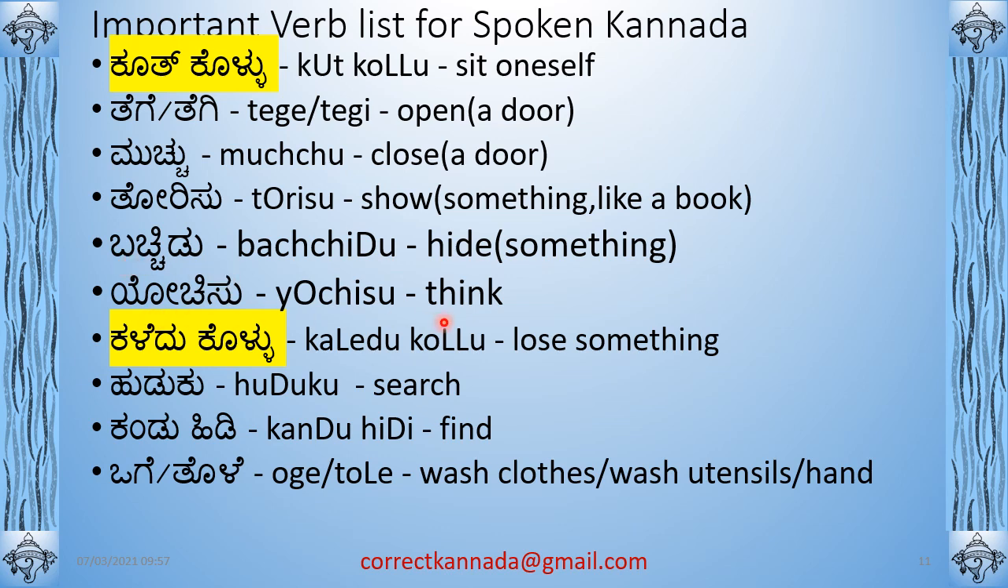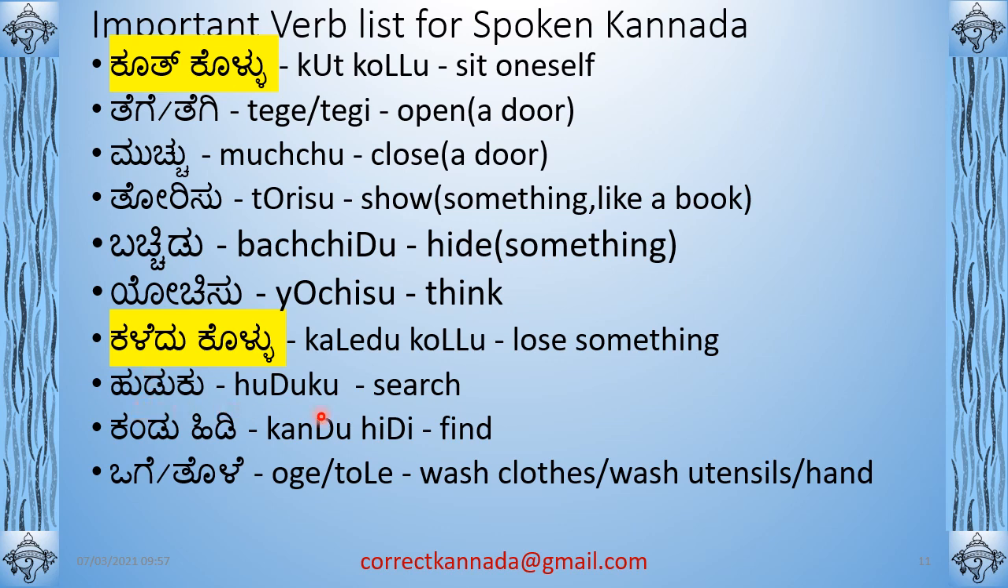Okay, yochisu is to think. ಕಳೆದುಕೊಳ್ಳು is to lose something. So ನಾನು ನನ್ನ ಪರ್ಸನ್ನು ಕಳೆದುಕೊಂಡೆ, or ನನ್ನ ಪರ್ಸು ಕಳೆದು ಹೋಗಿದೆ. So this kale is the actual verb and it never is used on its own. It's always used along with a helping verb like ಕೊಳ್ಳು, ಹೋಗು. ನನ್ನ ಪರ್ಸನ್ನು ಕಳೆದು ಹೋಗಿದೆ, ಕಳೆದು ಹೋಗಿದೆ. So the hogu will be the one that will be conjugated, right? So that's your kale. Actual verb is kale. Okay, means to lose something.